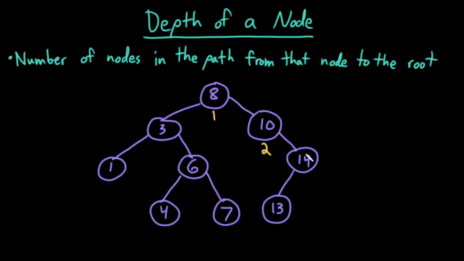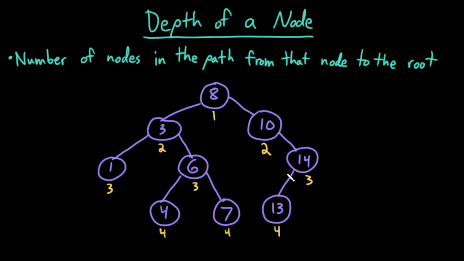For 14, there's 1, 2, 3 nodes along the path to the root. For node 13, there's 1, 2, 3, 4 nodes along the path from it to the root. Here, there's 1, 2 nodes. 1, 2, 3. 1, 2, 3. 1, 2, 3, 4. 1, 2, 3, 4. And now we've labeled the depth of every single node.